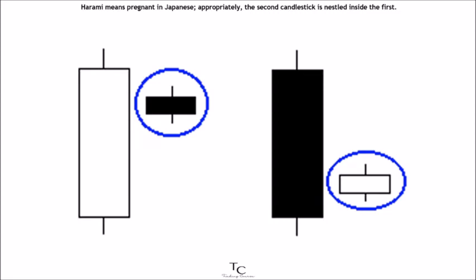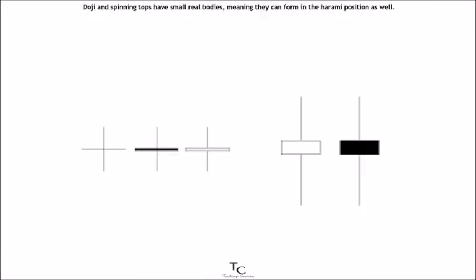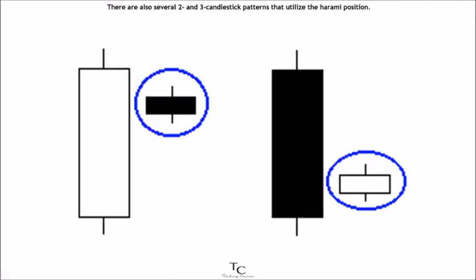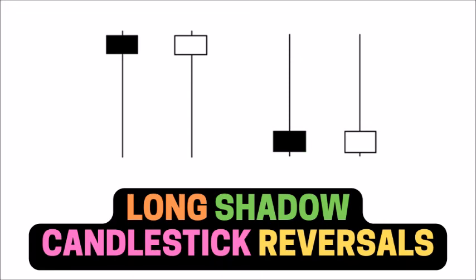Appropriately, the second candlestick is nestled inside the first. The first candlestick usually has a large real body and the second a smaller real body than the first. The shadows, high, low, of the second candlestick do not have to be contained within the first, though it is preferable if they are. Doji and spinning tops have small real bodies, meaning they can form in the harami position as well. There are also several 2 and 3 candlestick patterns that utilize the harami position.